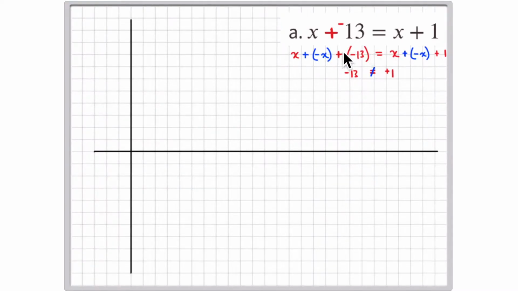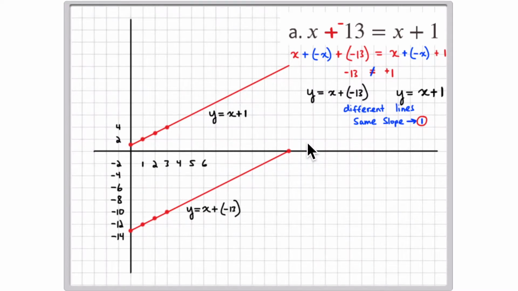So if you work through it, if you figure out the value of x, you come up with something that doesn't make sense. Negative 13 does not equal a positive 1. So there's no value of x that I can find which will be a solution to this equation, because these two lines never intersect. They never share the same point. They never share the same pair of coordinates, the x value and a y value.